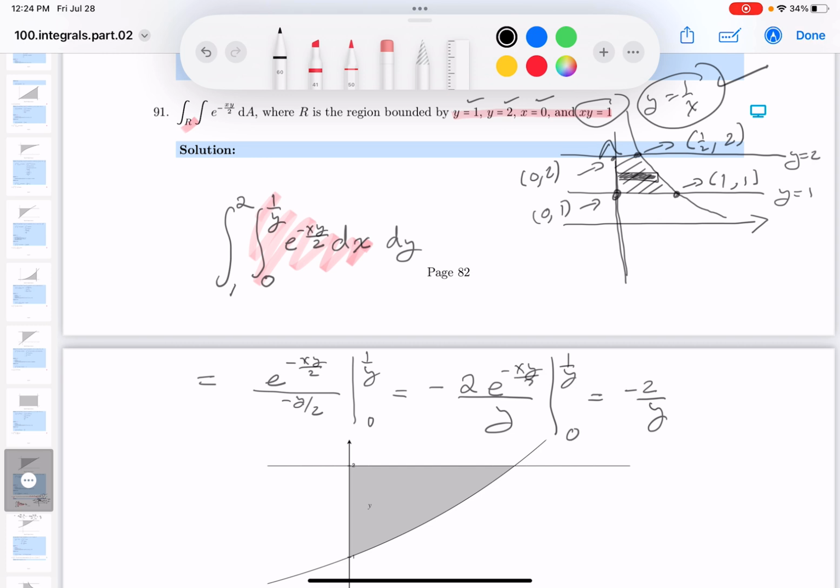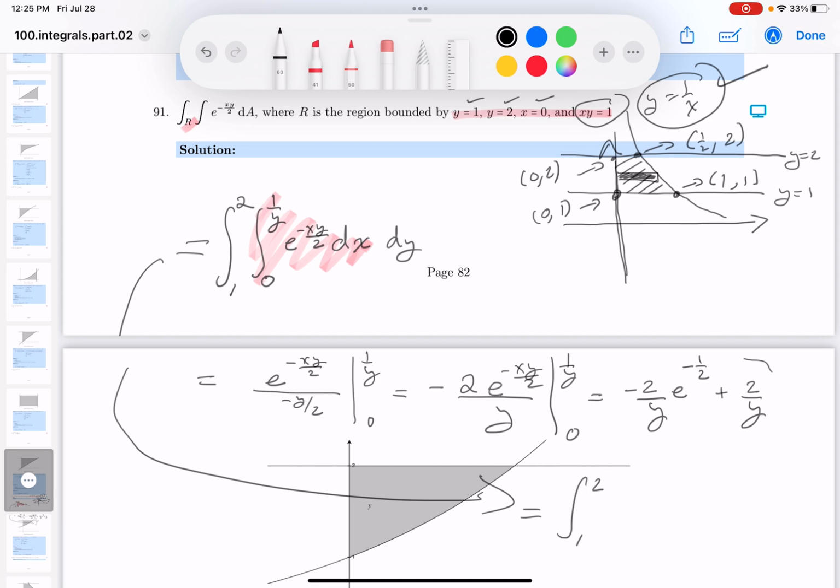I'm sorry, I forgot to put the 2 here. You're going to get e to the minus, and if you plug in 1 over y for x, it would just be minus 1/2. All right, let's do the 0 now. Minus of minus is plus, so it's still 2 over y. And if I plug a 0 in for the x, I get e to the 0, which is just 1. So I got that. So let's write that down. This over here is quite simply going to be equal to the integral from 1 to 2.